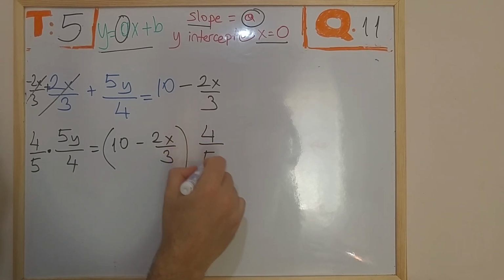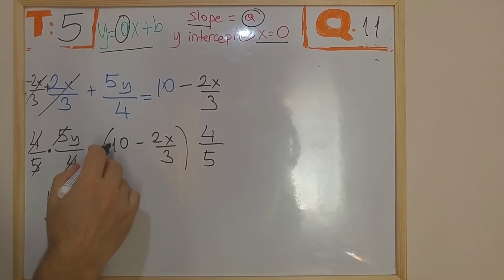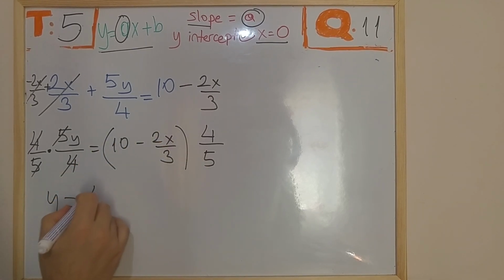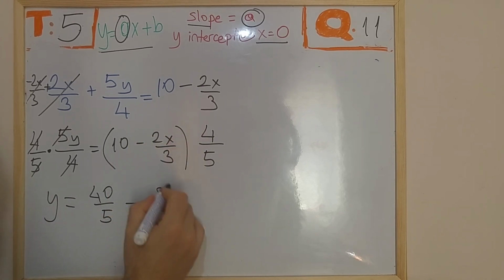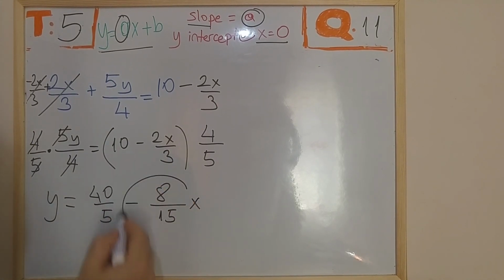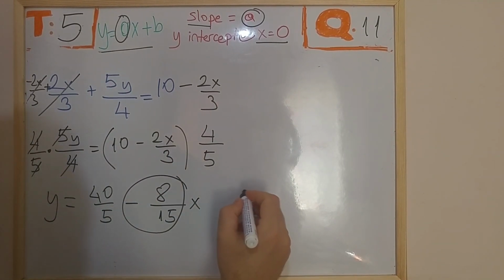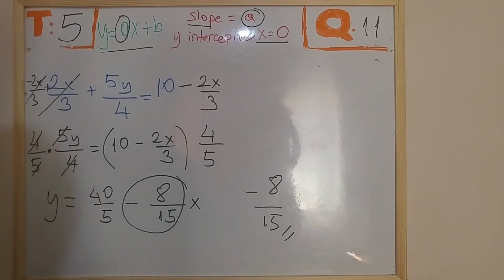So that we get rid of these 4s and these 5s, and we have y equal to, let's make the multiplication first. We have 10 here, 40/5, minus 8/15 x. We don't need this number. What we need is the coefficient of x, which is -8/15. So the answer is -8/15.